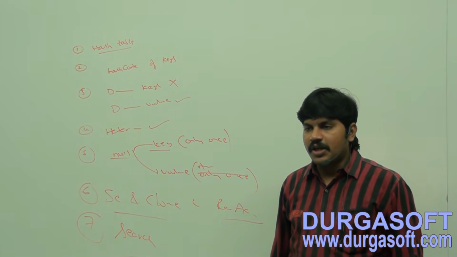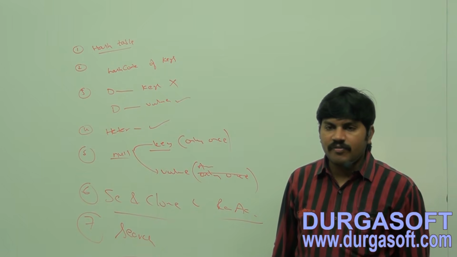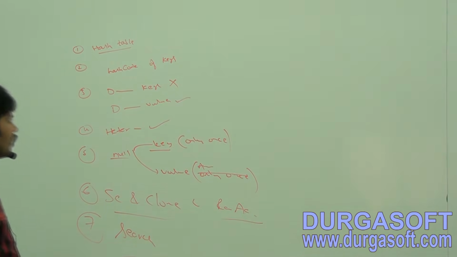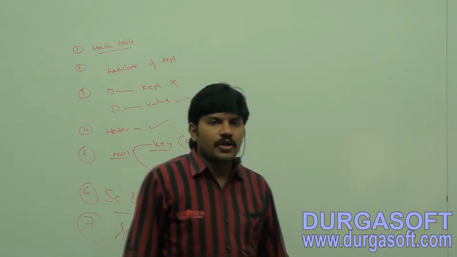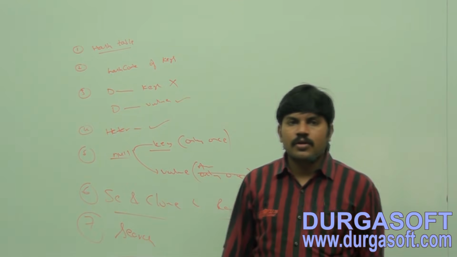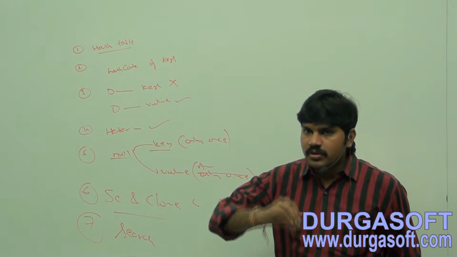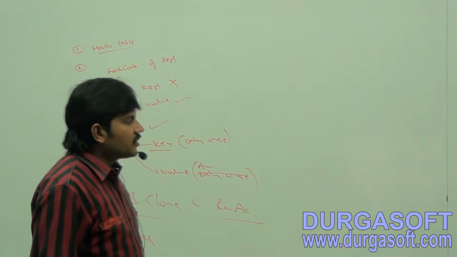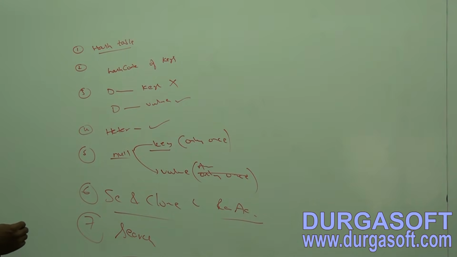But values can be duplicated. Duplicate keys are not allowed, but values can be duplicated. Next, heterogeneous objects are allowed for both the key and value.